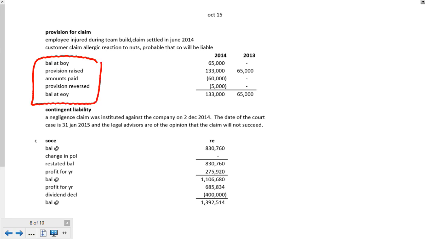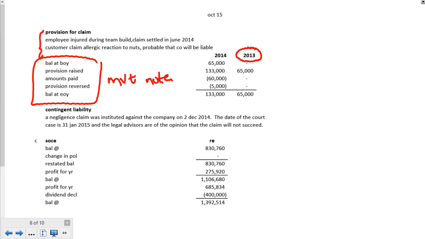Balance at beginning, provision raised, amounts paid, amounts reversed, or unused, they sometimes say, balance at end. And then a story. Okay, that's the format. A story and then a movement. It's a movement note, just like the PPE note. So we start with prior year. They usually always ask for comparative for provisions.